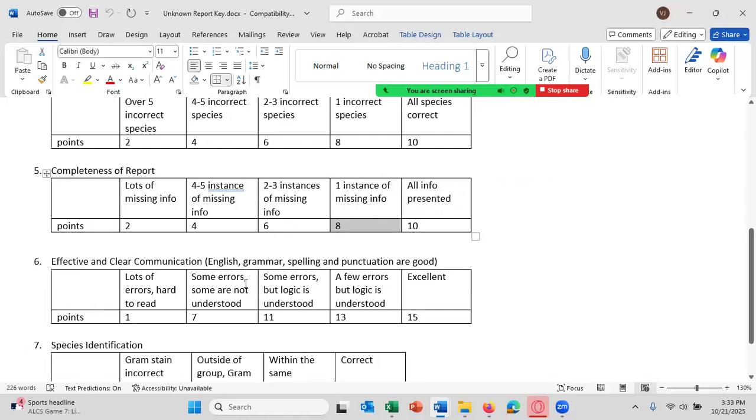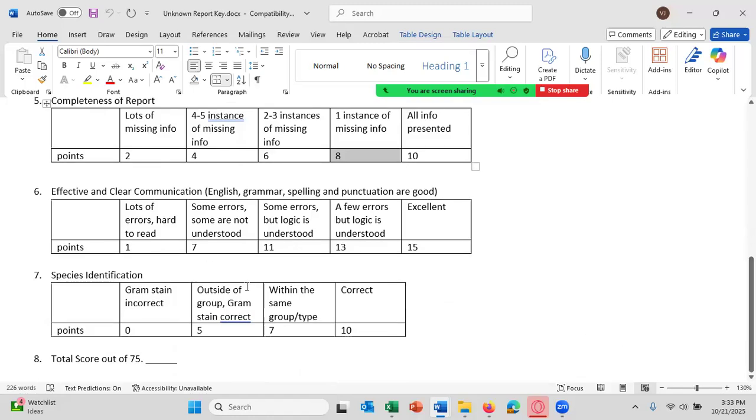Effective, clear communication, meaning is the English, grammar, spelling, punctuation all good? If it's excellent, 15 out of 15. You get a few errors, but the logic is understood, 13 out of 15. Some errors, but logic is still understood, 11 out of 15. Some errors and the logic is not always understood, 7 out of 15. Lots of errors, hard to read. Some errors, I don't understand what you're referring to, 1 out of 15.